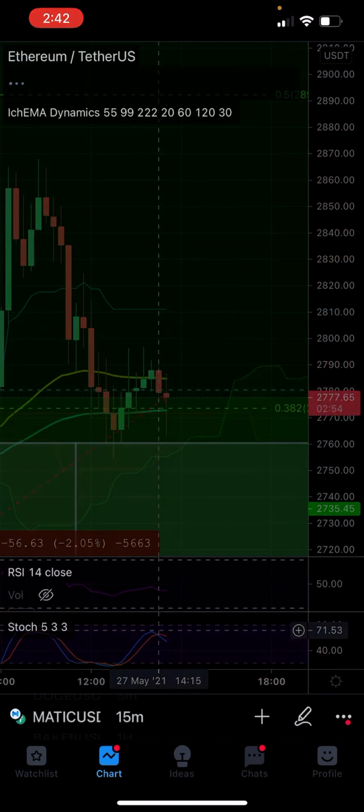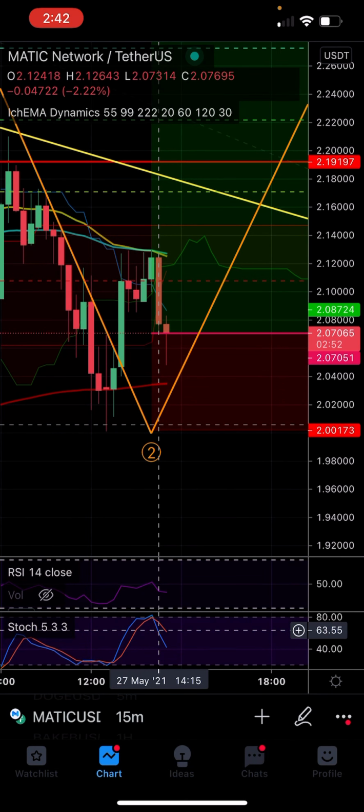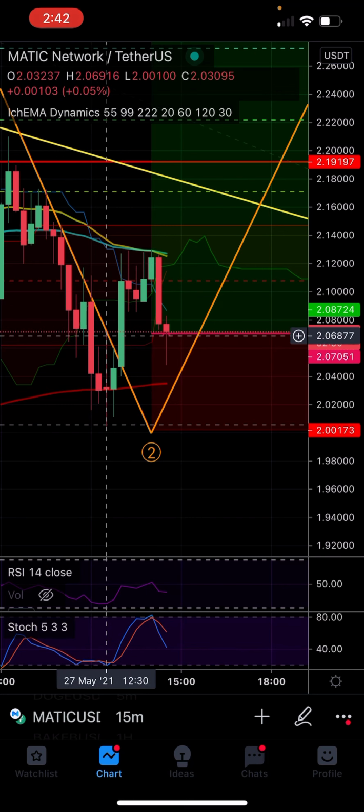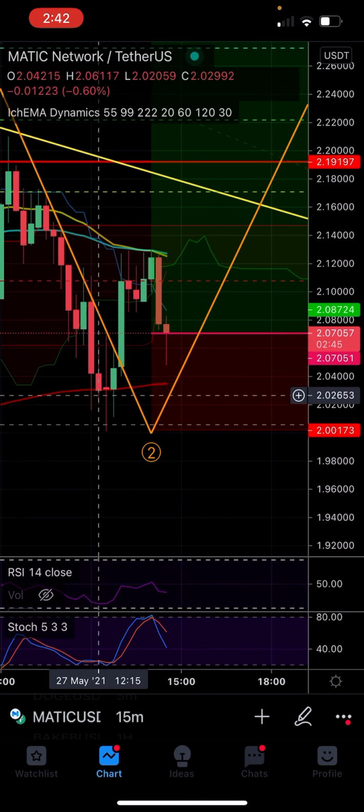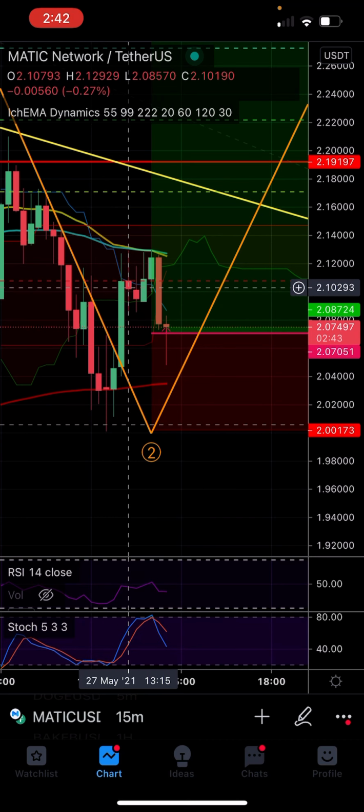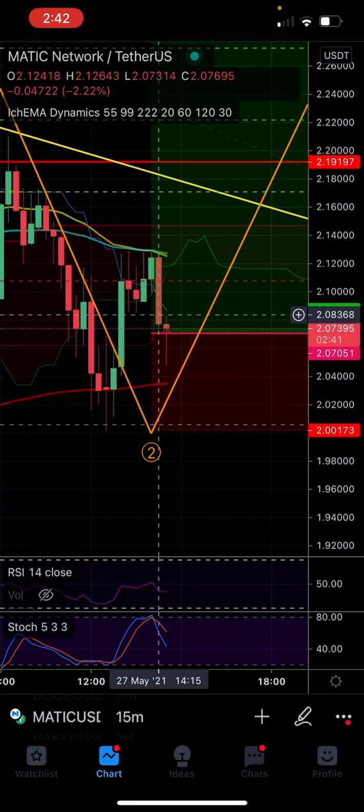And again, obviously I'm already in this Matic trade, got the initial breakout right here. I got in after this bottom, right? So I got in down close to this bottom, and then we started running up, and we got a nice little bounce up, and now we're coming down slightly.